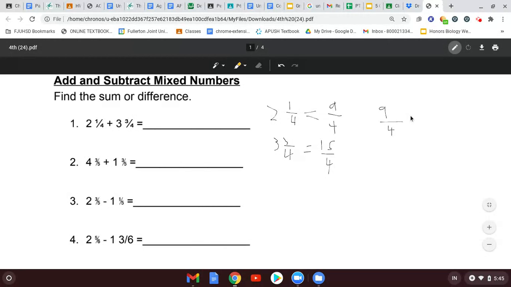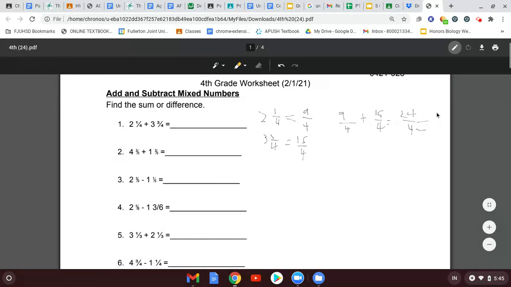9/4 plus 15/4, which would make it 24 over 4, or if we want to simplify it, just 6. So you can write it as 6 or 24 over 4. Okay, one of the two.